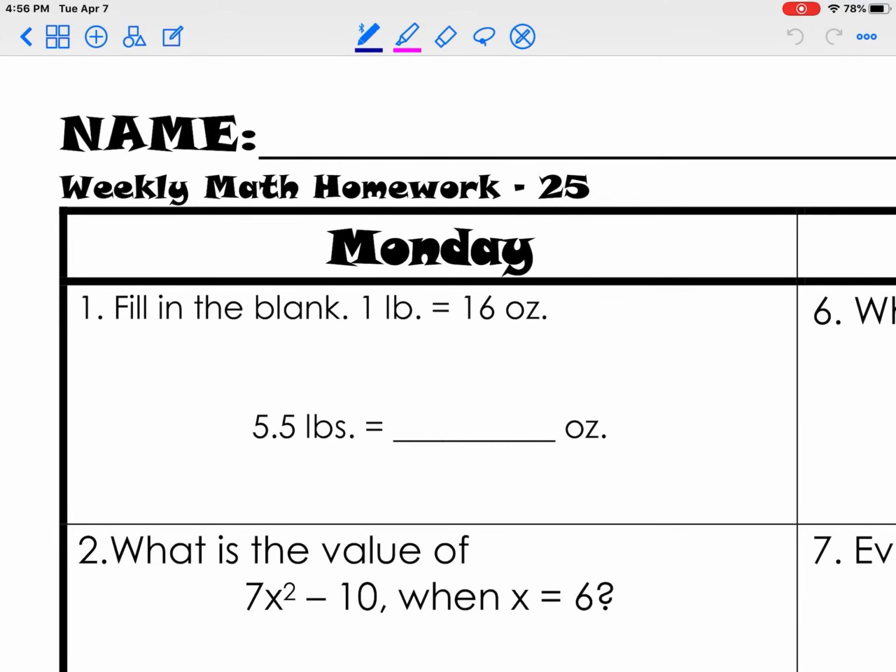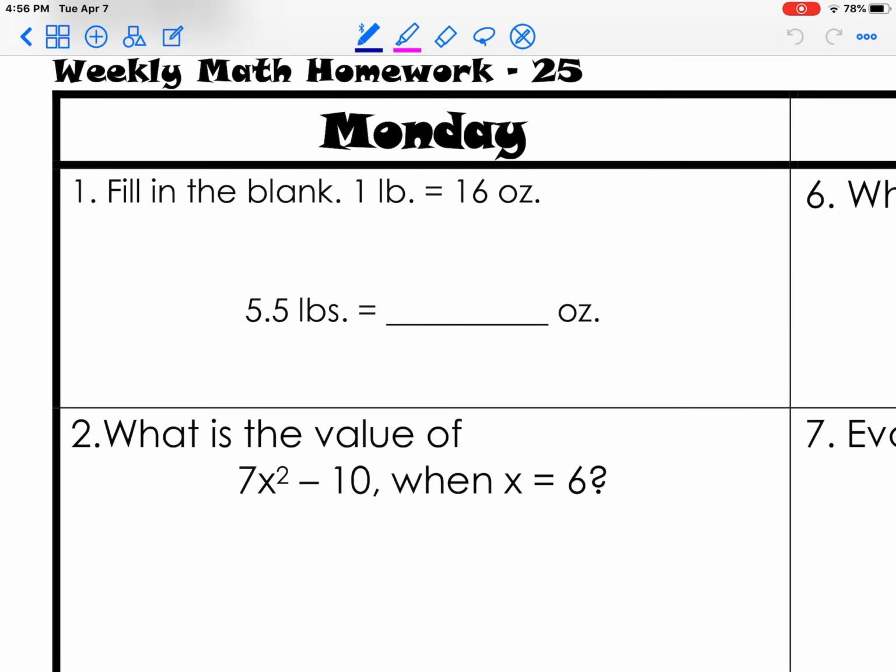I'm here to help you with your weekly math homework number 25. So we'll start with Monday's questions 1 through 5. Hope everybody's doing good. The first question is on Monday.